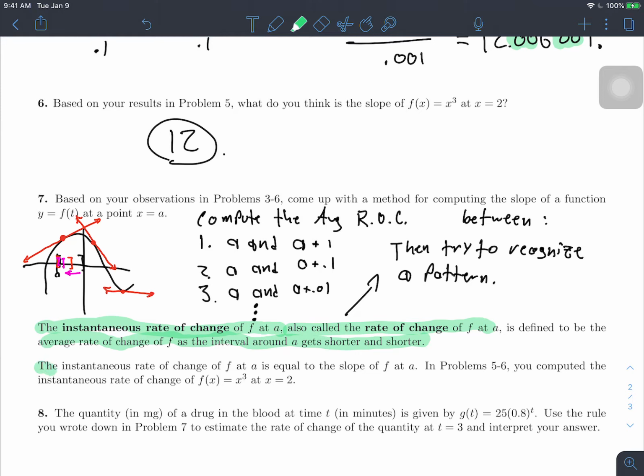The instantaneous rate of change of f at a is equal to the slope of f at a. What that sentence means is sometimes we use these two terms interchangeably. Sometimes I'll ask the class, what is the instantaneous rate of change of x cubed at x equals 2? Sometimes I might say, what is the slope of x cubed at x equals 2? These two things mean the same thing. Are there any questions about this terminology? Basically, the takeaway from this green highlighted part is instantaneous rate of change at a means the same thing as rate of change at a means the same thing as slope of the function at a.